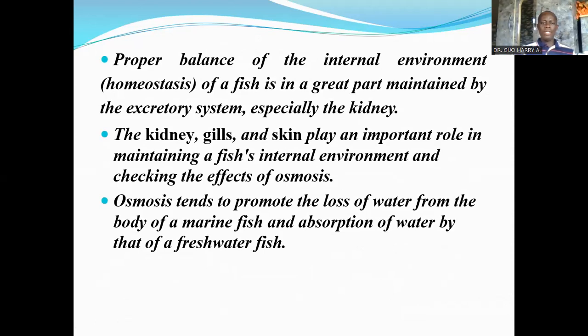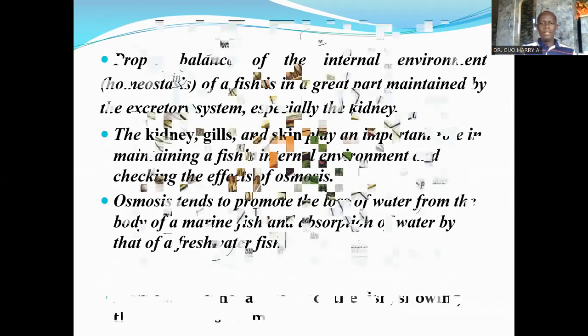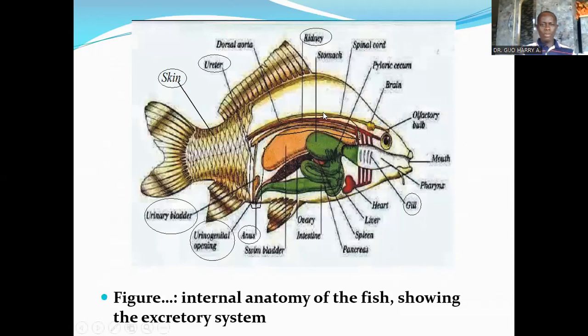Now, this is a figure showing the internal anatomy of the fish and its excretory organs. The gills, the ureter, the skin, the urinary bladder, the urinogenital opening, and the anus are all parts of the excretory system, as well as the most important organ, the kidney, which is responsible for excretion.